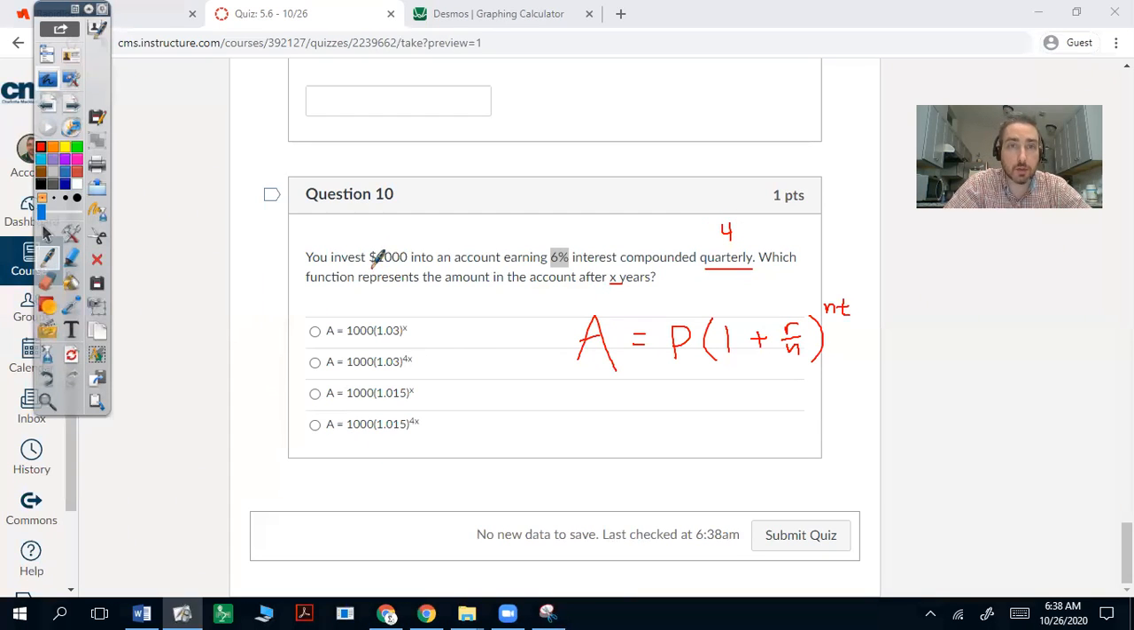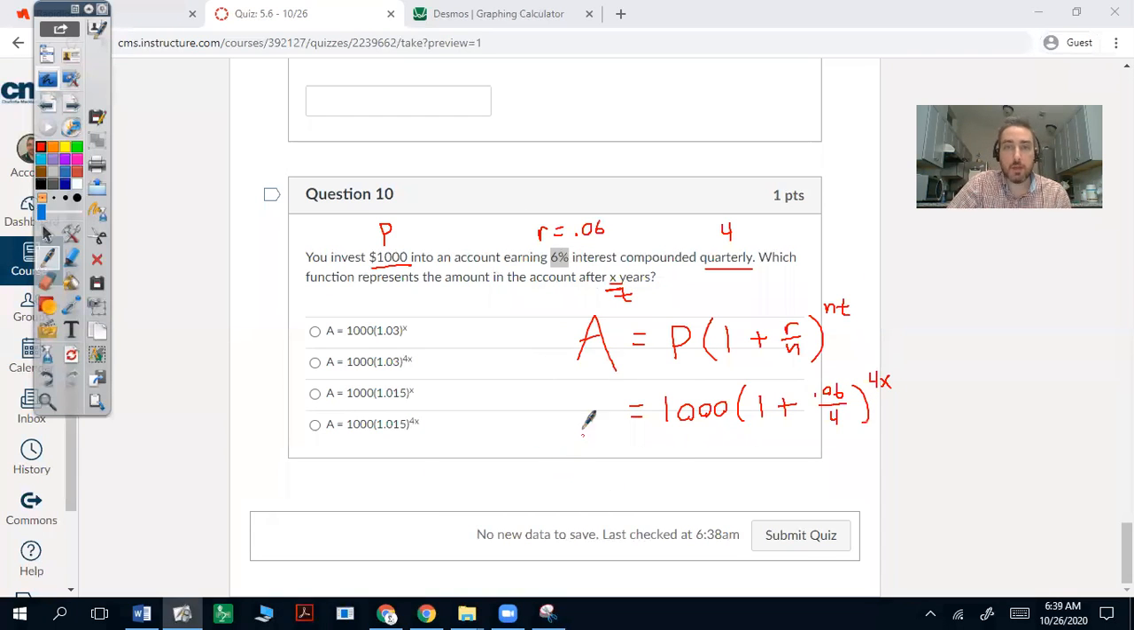P is your principal amount. That's your starting amount. And the rate is going to be 6%, so we'll say 0.06. So we'll call that X up here. So we're going to say 1,000(1 plus 0.06 over 4)^(4x). Since it says X years, we'll call that time X.